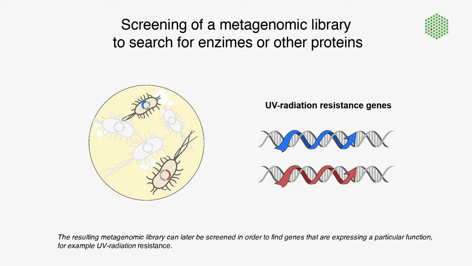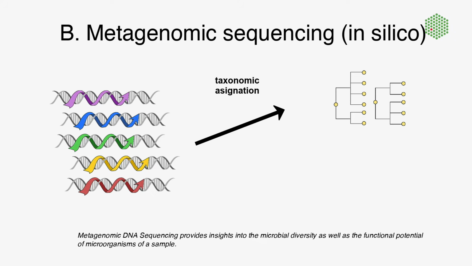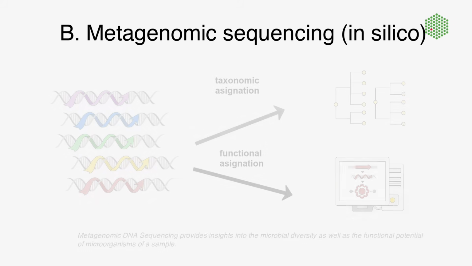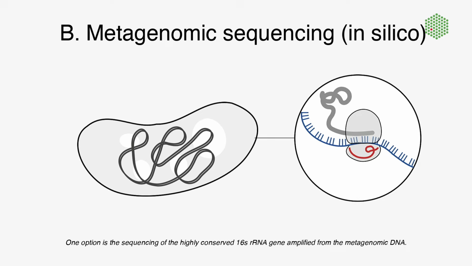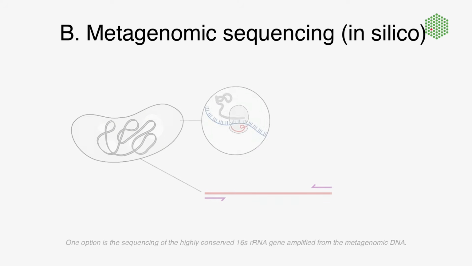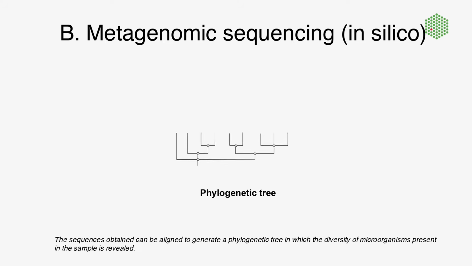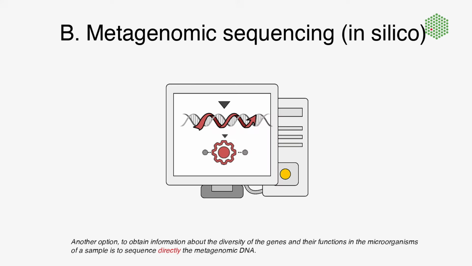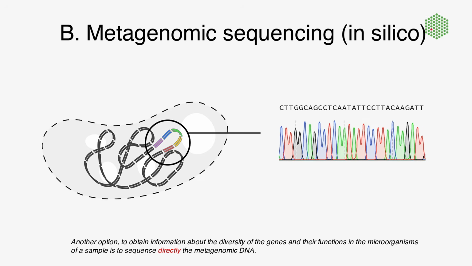example, UV radiation resistance. Metagenomic DNA sequencing provides insights into the microbial diversity as well as the functional potential of microorganisms of a sample. One option is the sequencing of the highly conserved 16S rRNA gene amplified from the metagenomic DNA. The sequences obtained can be aligned to generate a phylogenetic tree, in which the diversity of microorganisms present in the sample is revealed. Another option to obtain information about the diversity of the genes and their function in the microorganisms of a sample is to sequence directly the metagenomic DNA.